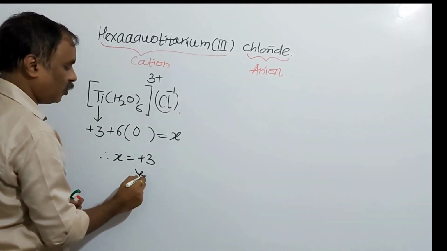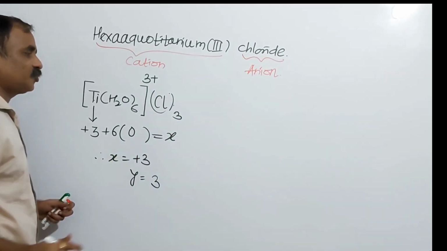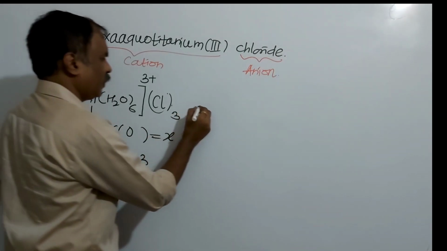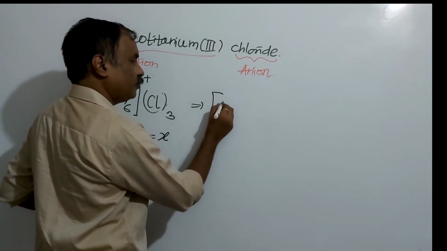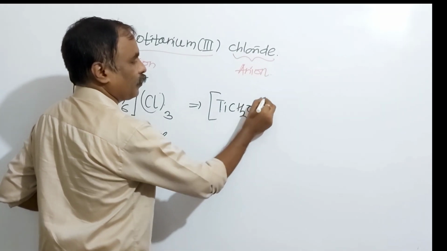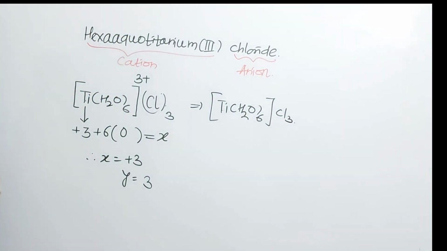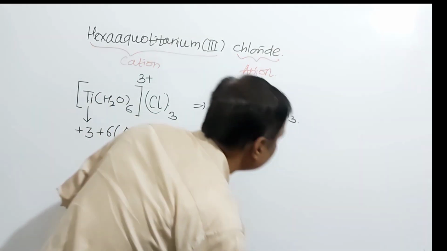Here y is what? 3. That is Cl3. This is the structural formula. We can write that as [Ti(H2O)6]Cl3. We can write it like this. This is very easy. Another example.